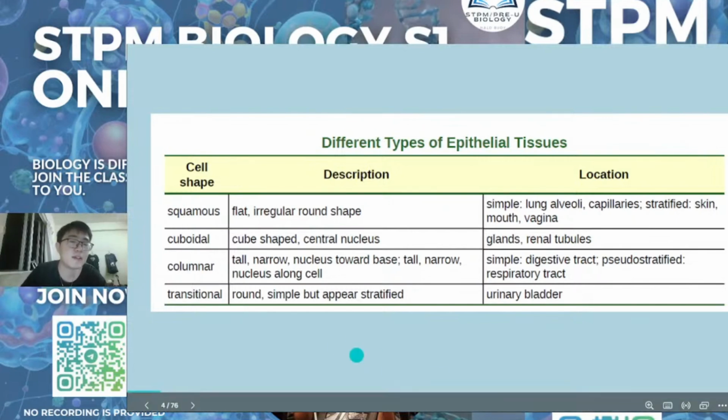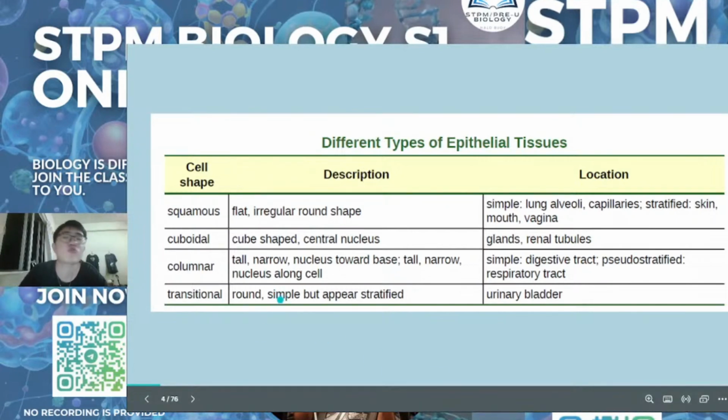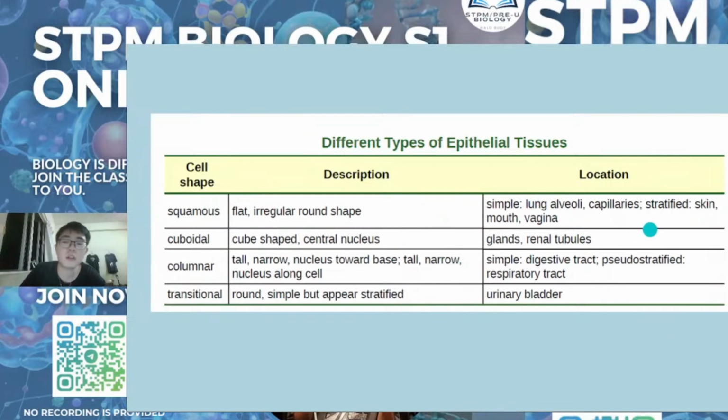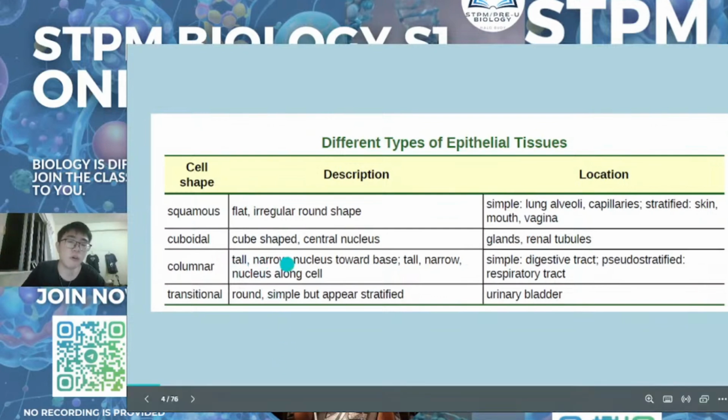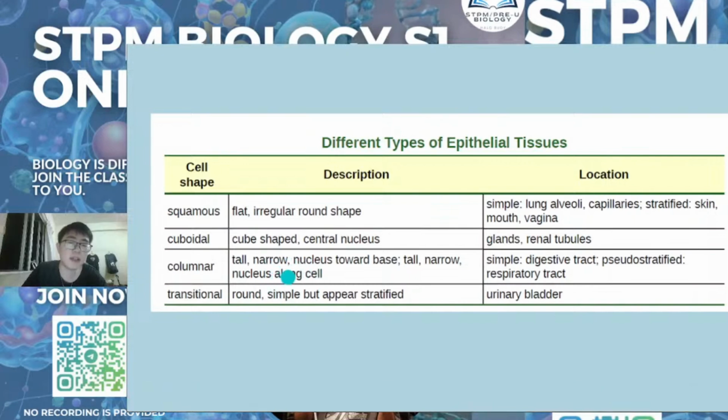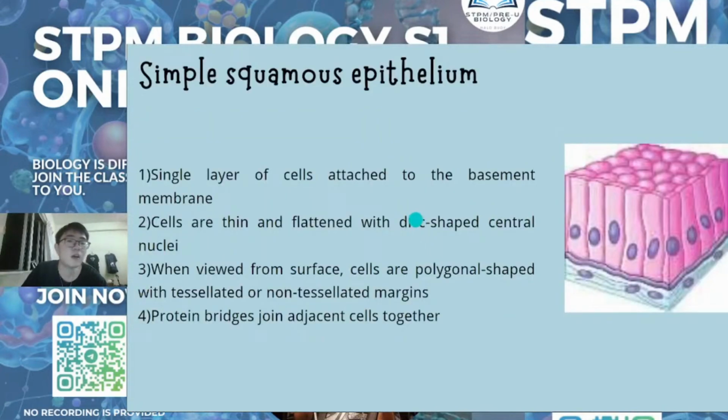Then this is just the very basic description and also the location. Squamous is normally a flat, irregular round shape, and cuboidal, the main shape is cube shape, and it is longer. Columnar is taller and contains the nucleus along the cell, and then transitional. This you can read yourself. This is just a basic description. Now we will continue to the first one, simple squamous epithelium.